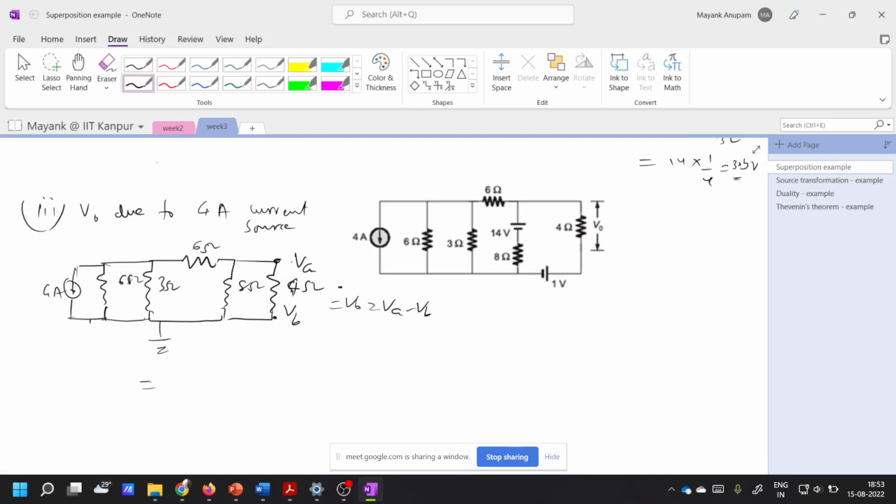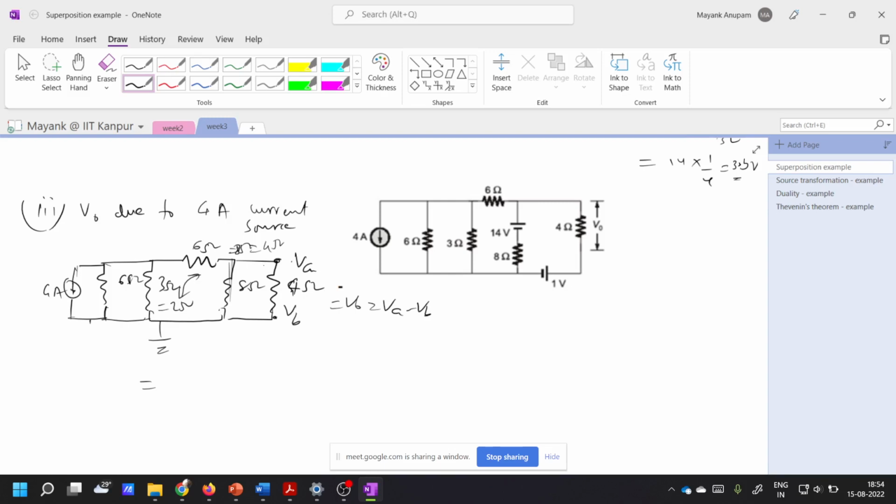Okay, so what should I do? How should I find out the voltage here? So 6 and 3 are in parallel, so this becomes how much? 2 ohms. And 2 and 6 are in series, so what will that become? 8 ohms. And this 8 ohm is also in parallel, so this is 4 ohms. Very good. This becomes 4 ohms.